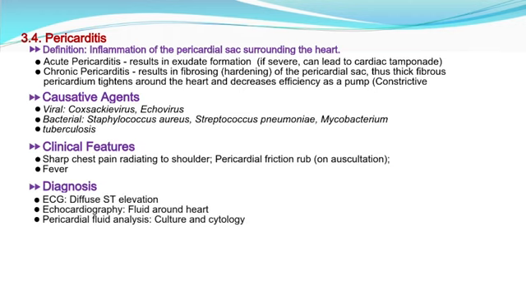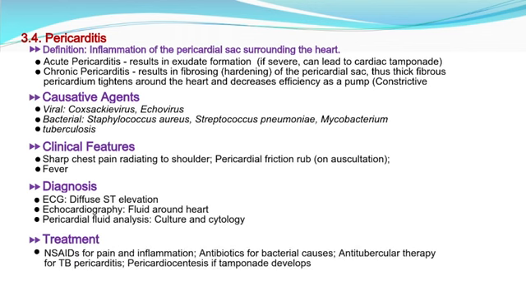Diagnosis: ECG shows diffuse ST elevation. Echocardiography detects fluid and pericardial fluid analysis confirms the cause. Treatment: NSAIDs for pain, antibiotics or anti-TB therapy as needed, and pericardiocentesis for tamponade.